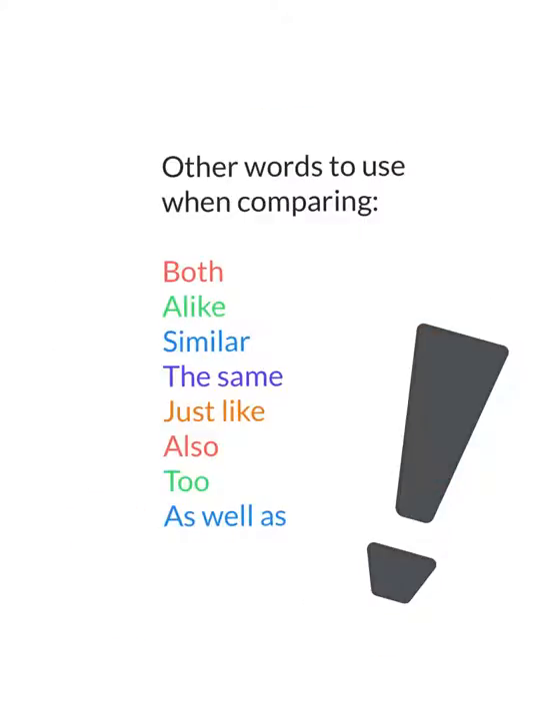Here we have other words to use when comparing. Both, alike, similar, the same, just like, also, too, and as well as. These are all used in stories or other literature that are cueing that they are comparing.